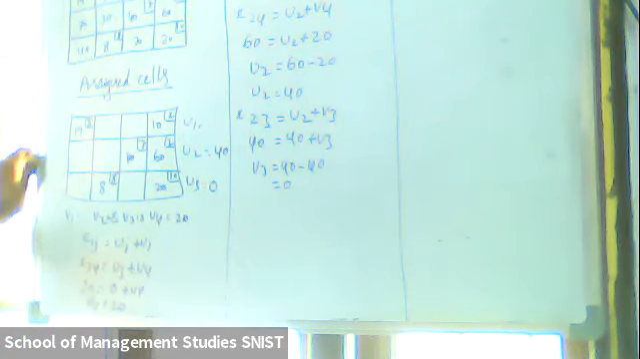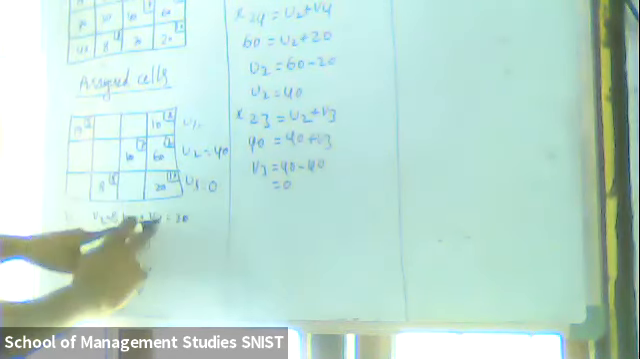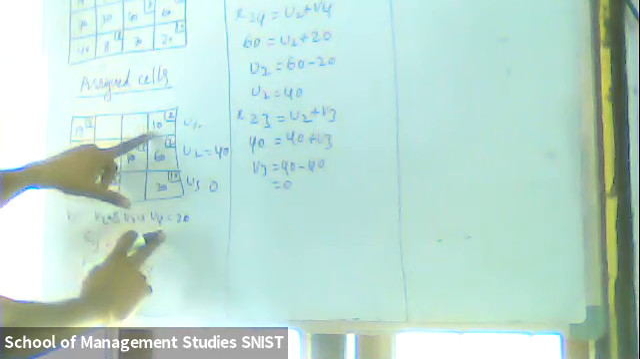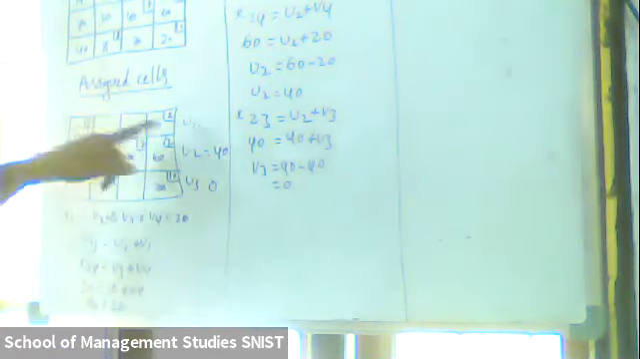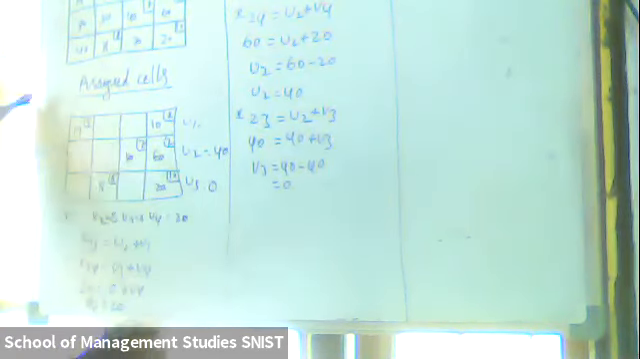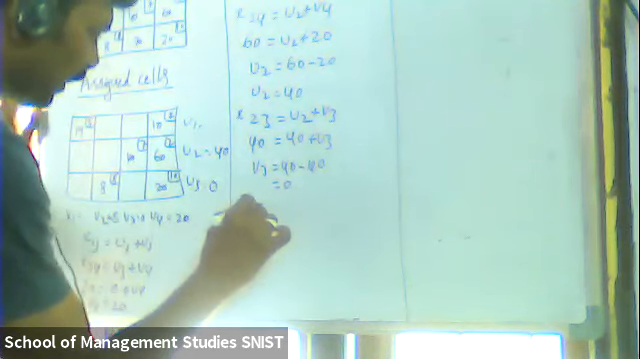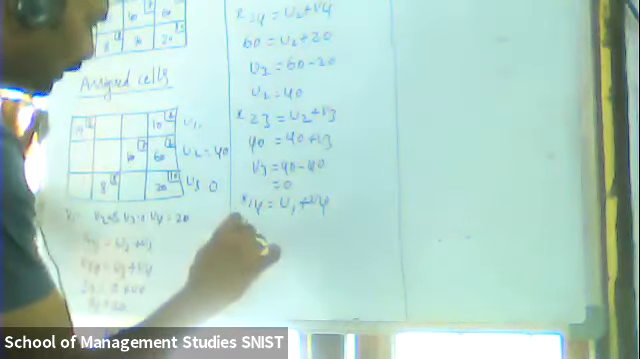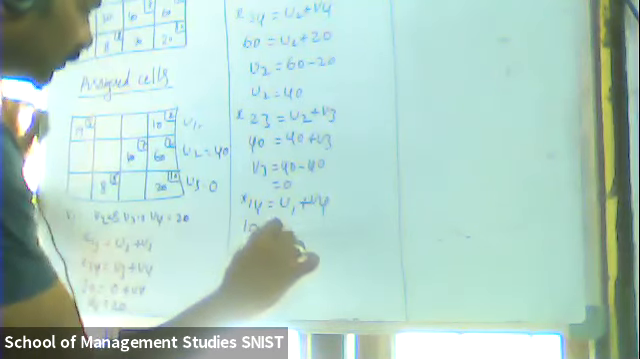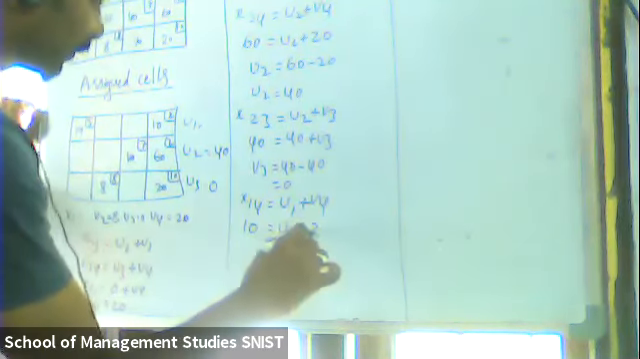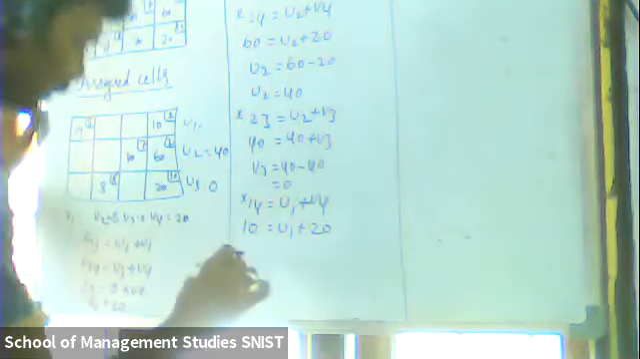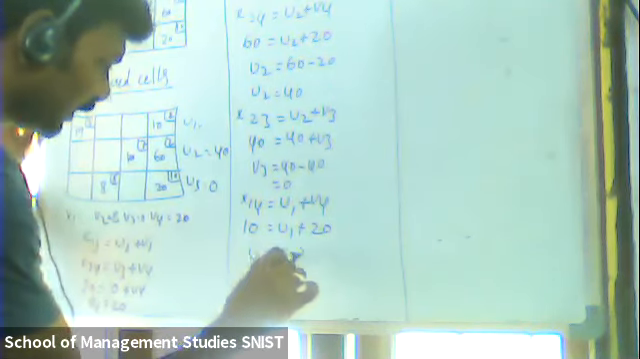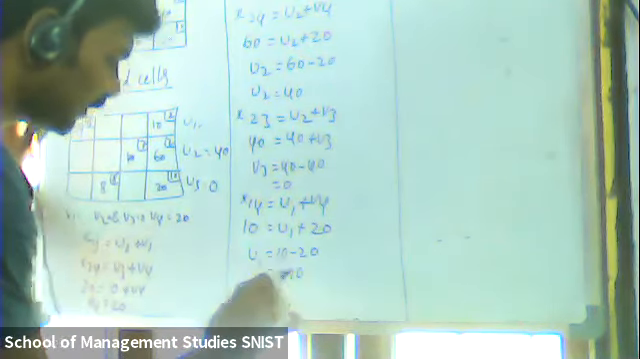Right? Now next. We already got v4, so you can easily calculate u1. To calculate u1, use x14. x14 equals u1 plus v4. x14 is 10, and v4 is 20. So u1 equals 10 minus 20, that is minus 10. Minus 10. Are you following?